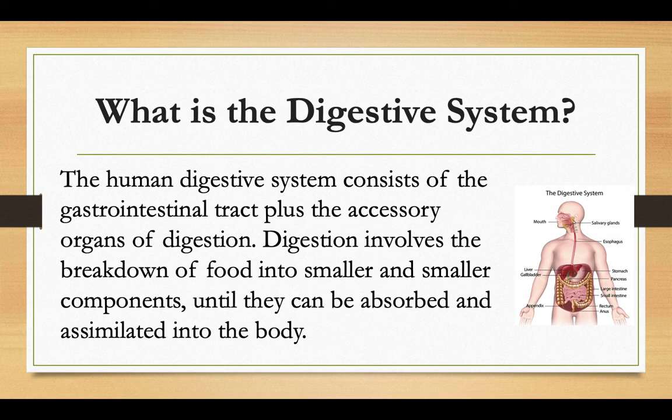Okay, so first off, let's talk about what the digestive system is. The human digestive system consists of the gastrointestinal tract plus the accessory organs of digestion, wherein digestion involves the breakdown of food into smaller and smaller components until they can be absorbed and assimilated into the body.